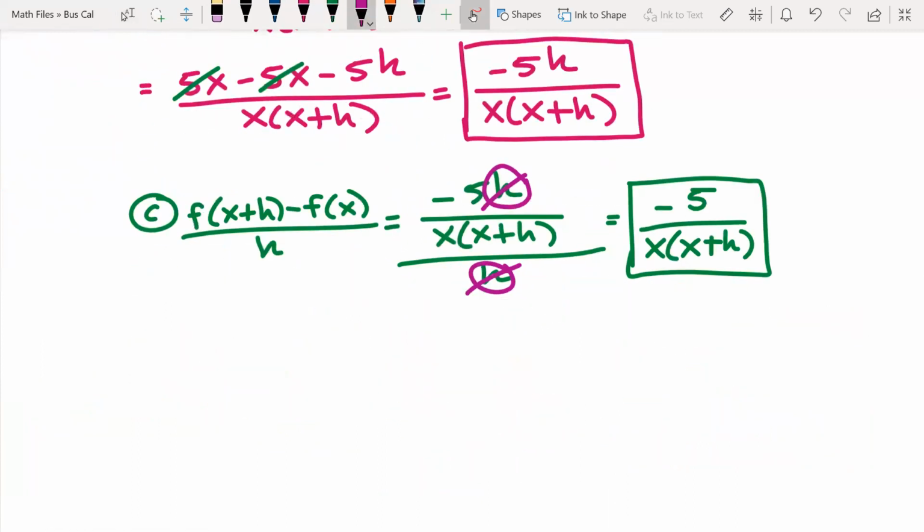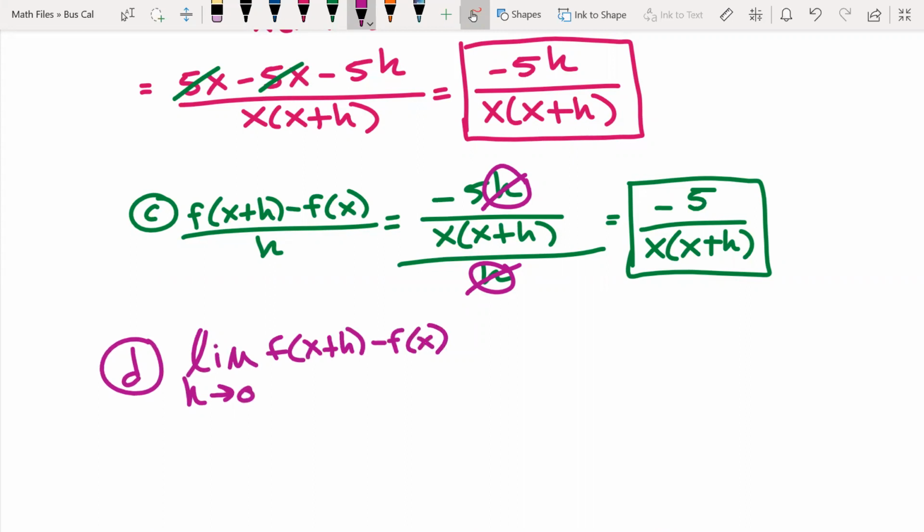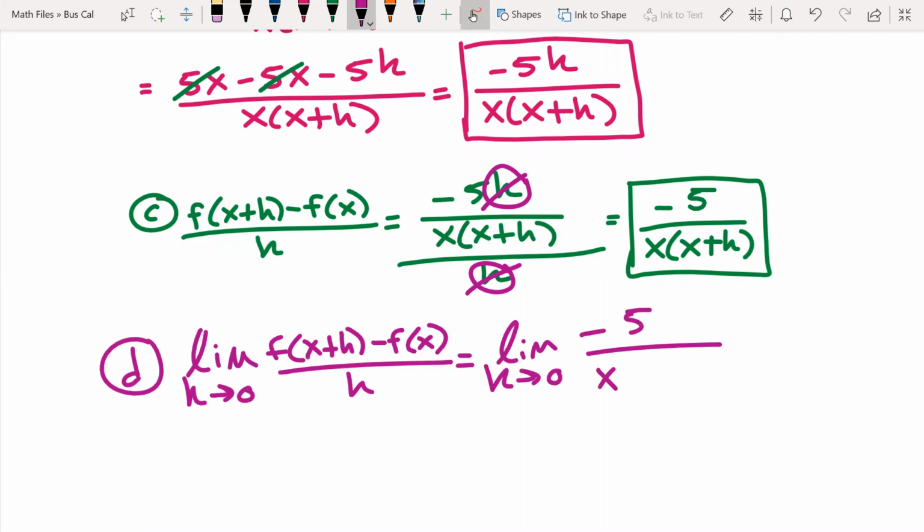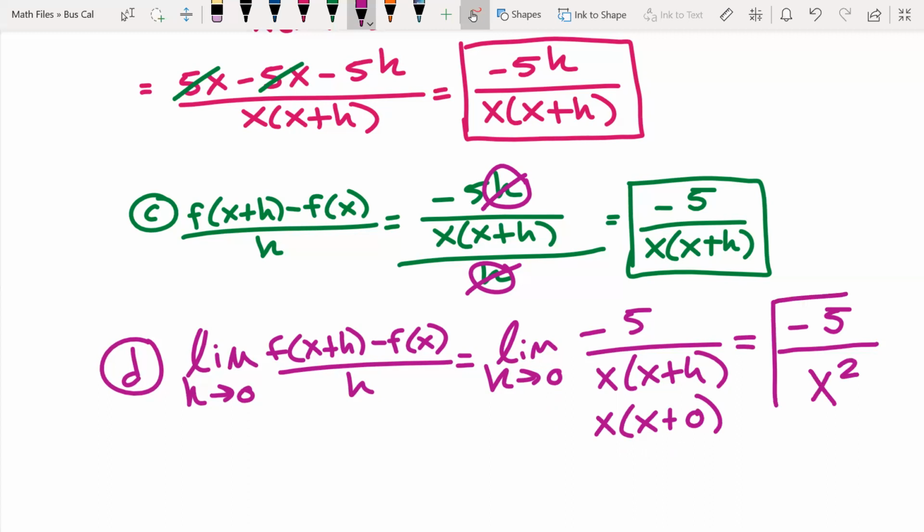Let's get this derivative. So D. The limit as h approaches 0 of f of x plus h minus f of x all over h is going to become the limit as h approaches 0 of negative 5 over x times x plus h. And once again, the most rewarding part, you get to plug 0 in for h. So if you do that, what is my final answer? That'll be x times x plus 0, which will give me what? x squared. That's it. There's your derivative.